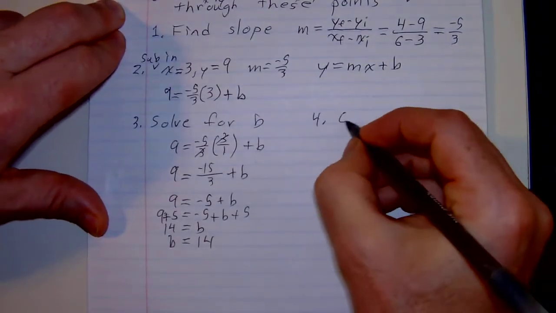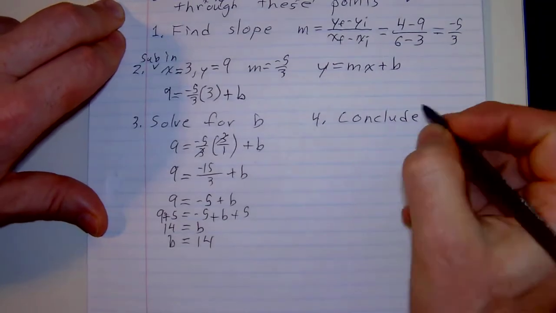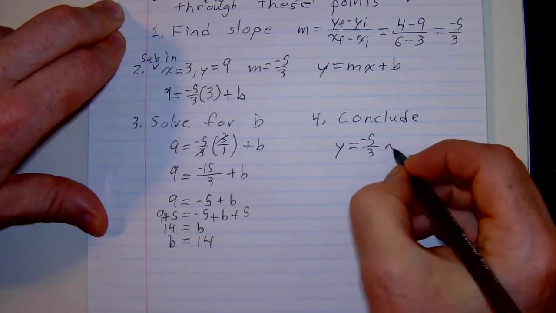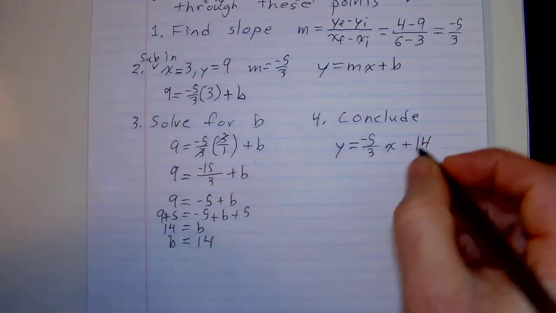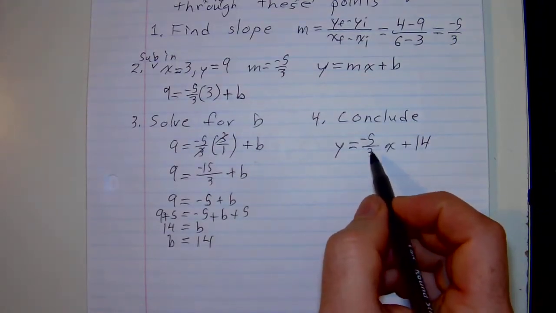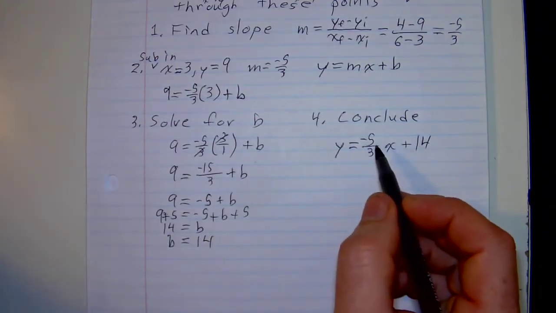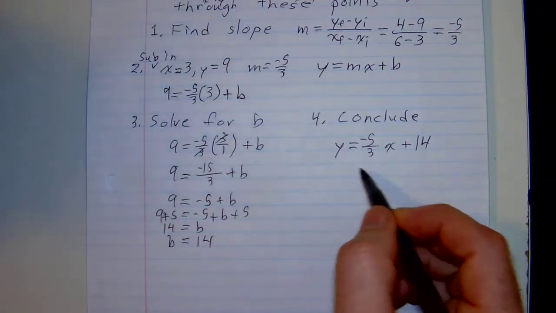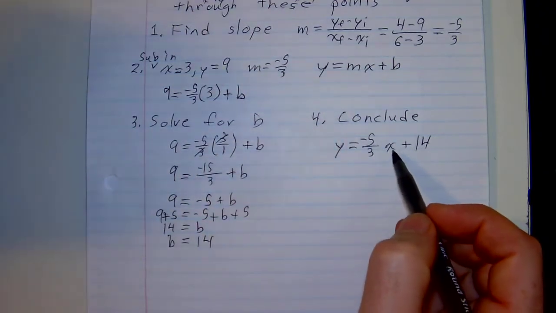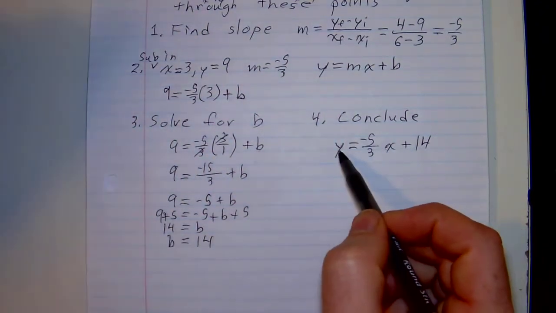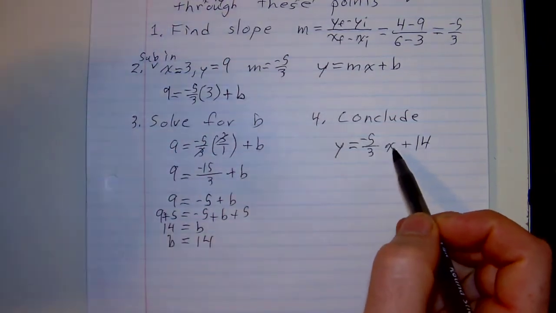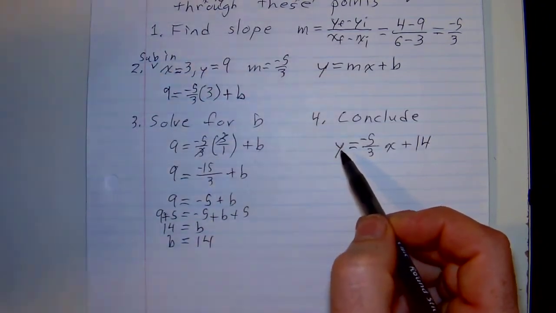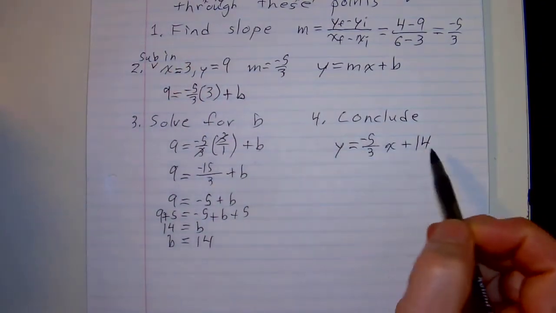And then step 4 is to conclude, and in this case that just means writing the equation y equals negative 5/3 x plus 14. And so you might ask, well, why do we put in the values for m and b but not for x and y? Well, x and y are different for every point on the line. This equation is relating a specific x value to its y value for each point on the line. So if you put in any x value, you get the y value that makes that point be on this line. That's why this equation exists.